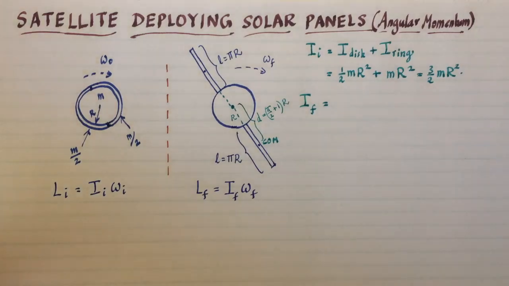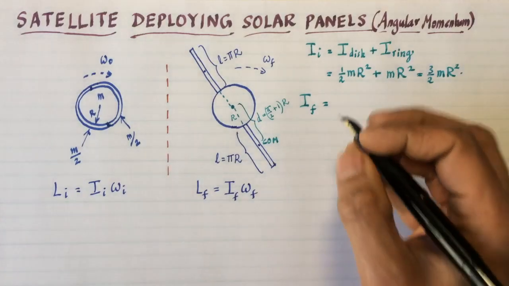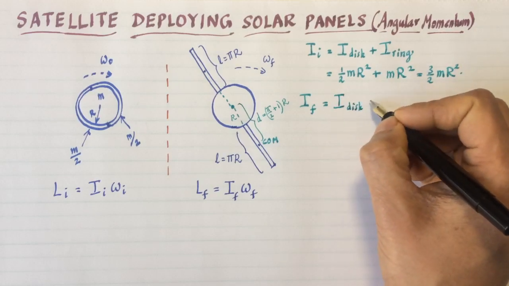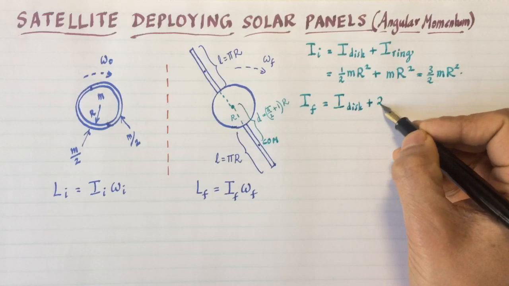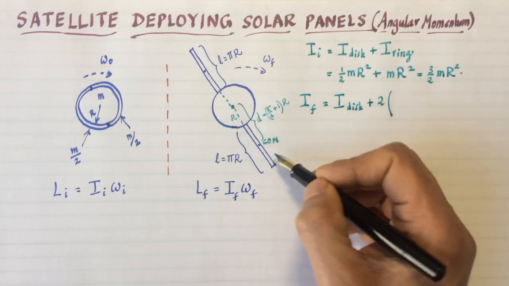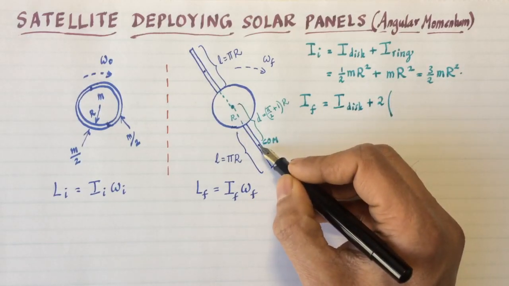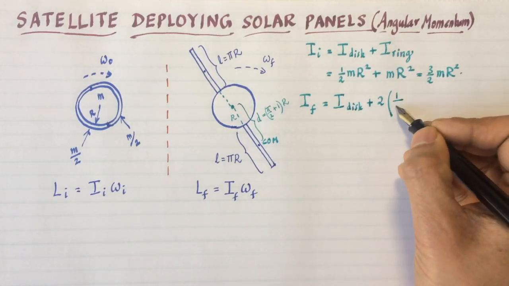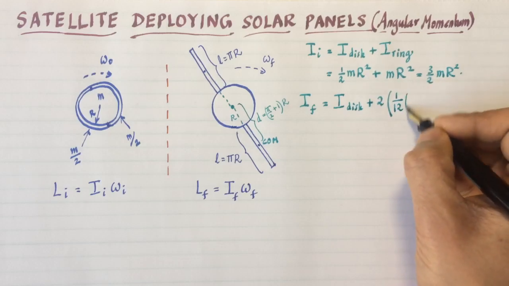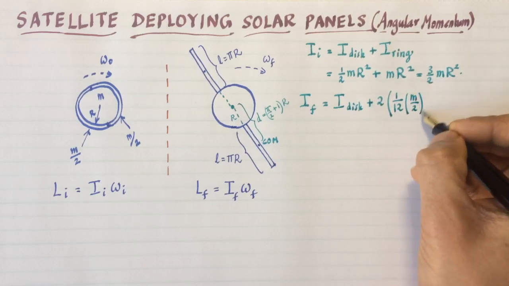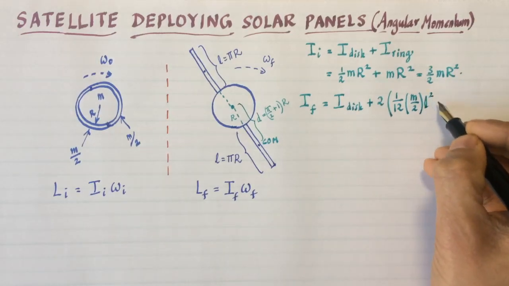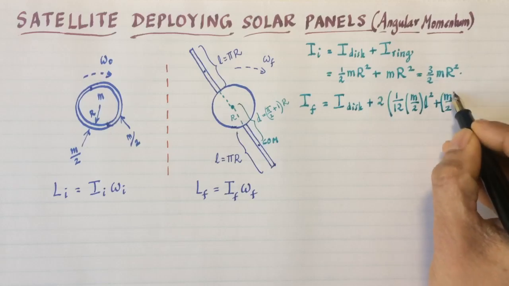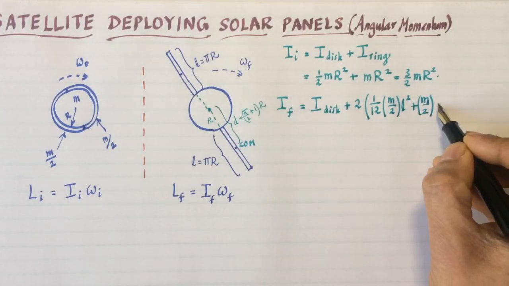So let's just proceed to calculate the final moment of inertia. That's just going to be the moment of inertia of a disk plus 2 of these parallel axis rods. So the standard entry in your moment of inertia table for a rod is 1/12 ml squared. So that's going to be 1/12 times the mass of the rod, which is m over 2, times the length of the rod, L squared. And then the parallel axis theorem adds a further factor of m over 2 times d squared.